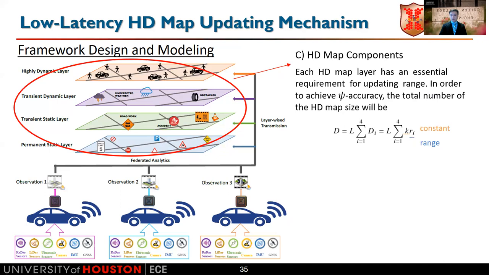This is because, for example, for the permanent static layer, the required info may be like on street A, the speed limit is 15 miles per hour, which is not changed frequently. However, for the highly dynamic layer, the vehicle needs to know the surrounding pedestrians' and vehicles' positions within several meters or less, which is more precise than the permanent static layer requirement. Therefore, the precision scale from the permanent static layer, transient static layer, transient dynamic layer to the highly dynamic layer can be like countrywide, region-wide, a few blocks wide, to a crossing wide.